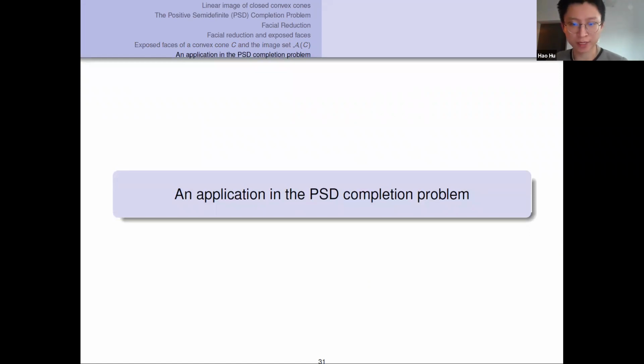Yeah, I guess I'm running out of time. Let's look at the last part, an interesting application in the PSD completion problem.